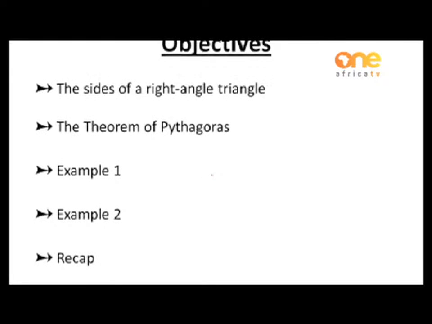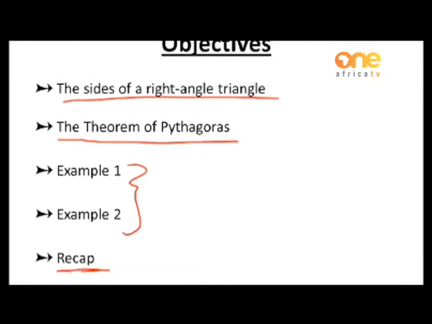In this lesson, we will talk about the sides of a right-angled triangle. We will then discuss the theorem of Pythagoras. We will then look at 2 examples, and to end off, we shall recap everything we have just learned.